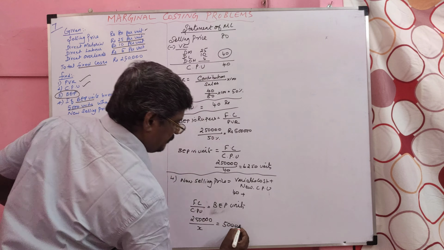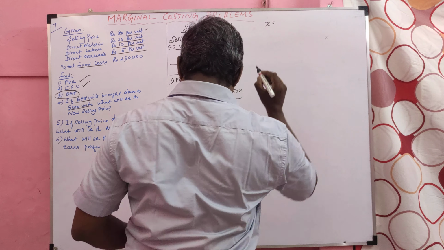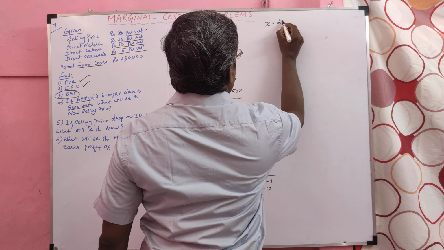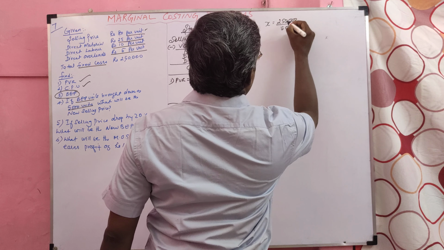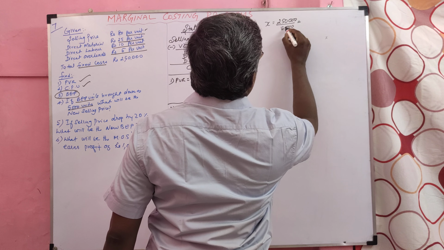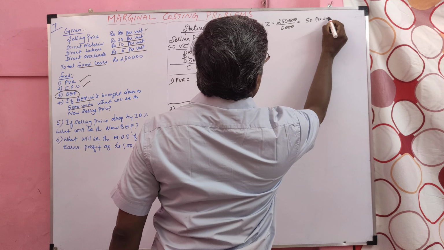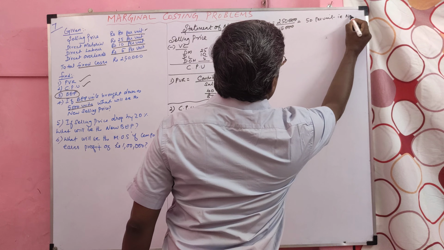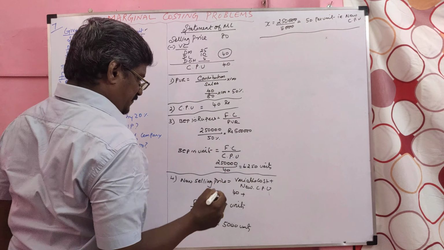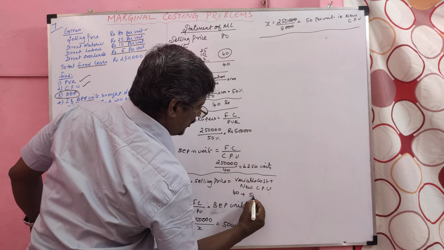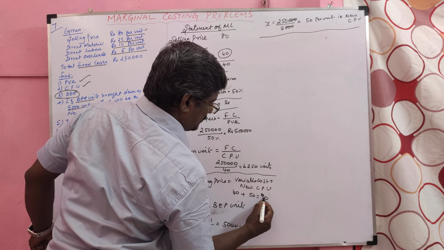5,000 units. Now we are going to find X. So 2,50,000 divided by 5,000. 3 zeros, so 50 per unit. That is the new CPU. So new CPU how much we found? 50 rupees. Hereafter our new selling price will be 90 rupees. Our new selling price is 90 rupees.